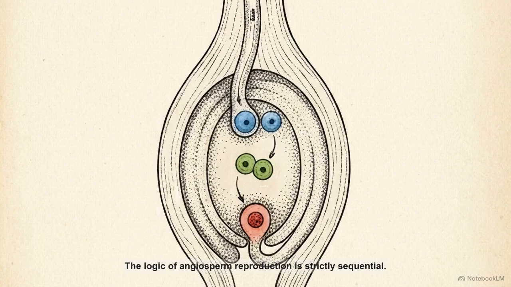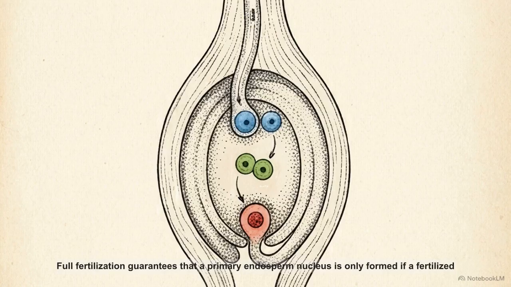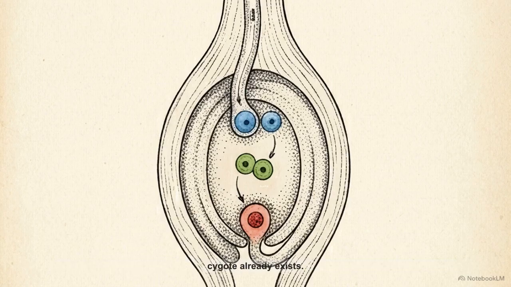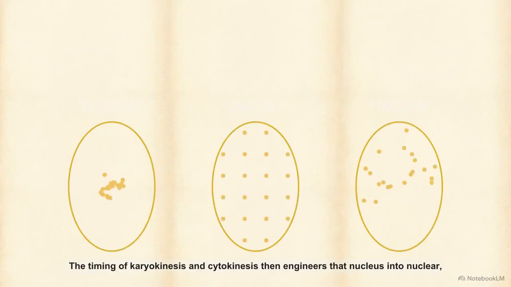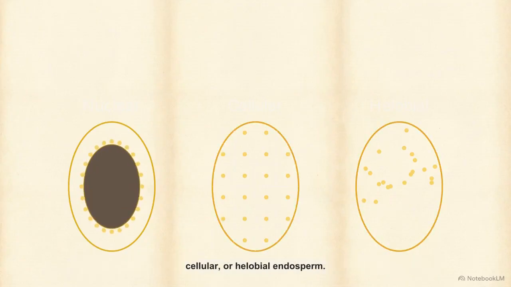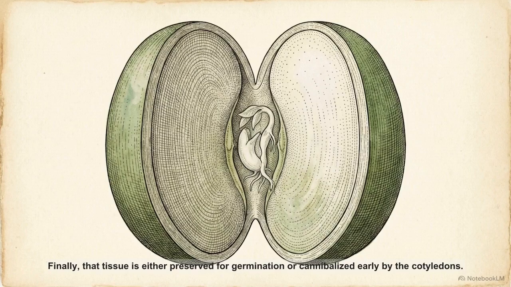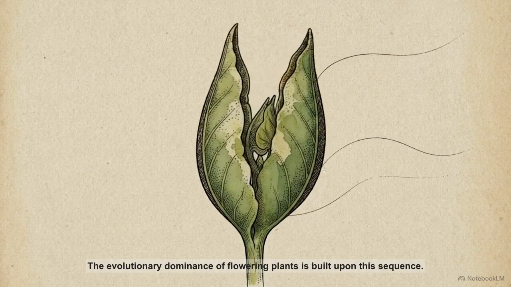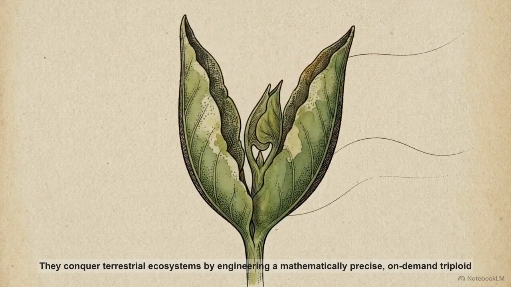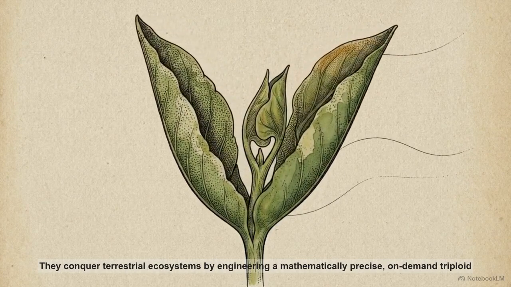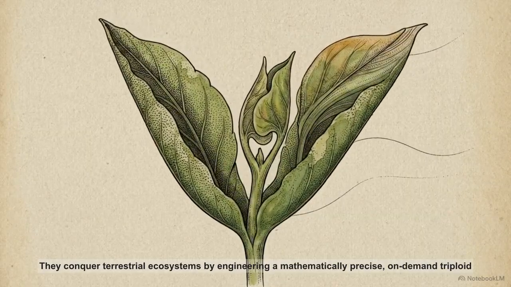The logic of angiosperm reproduction is strictly sequential. Double fertilization guarantees that a primary endosperm nucleus is only formed if a fertilized zygote already exists. The timing of karyokinesis and cytokinesis then engineers that nucleus into nuclear, cellular, or helobial endosperm. Finally, that tissue is either preserved for germination or cannibalized early by the cotyledons. The evolutionary dominance of flowering plants is built upon this sequence. They conquered terrestrial ecosystems by engineering a mathematically precise, on-demand triploid nutrient factory.